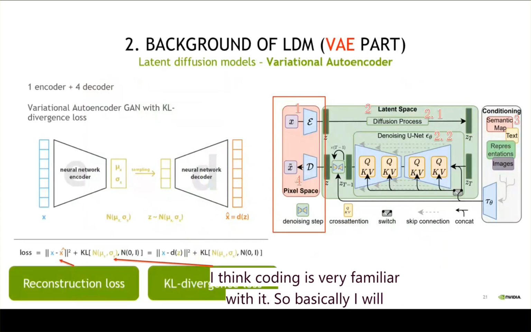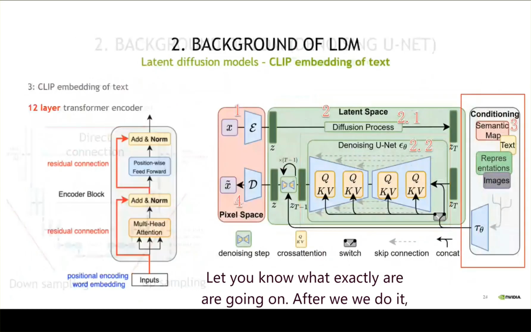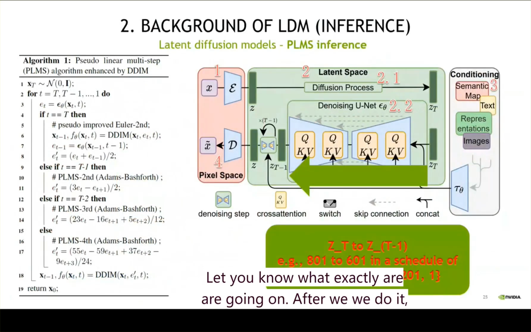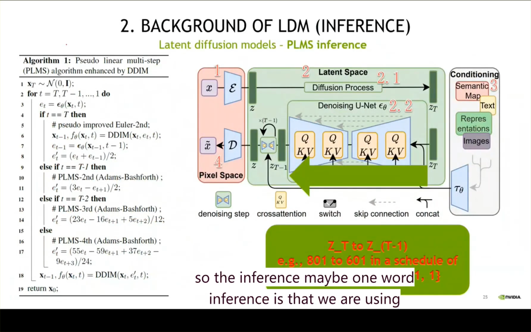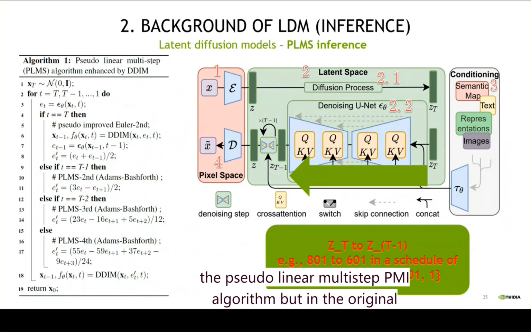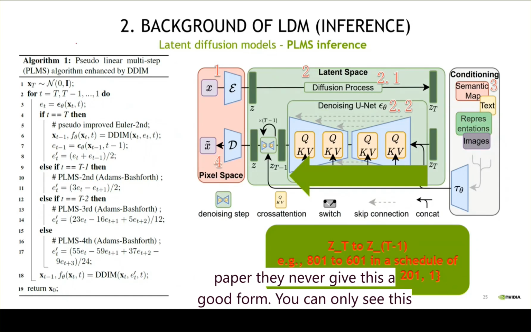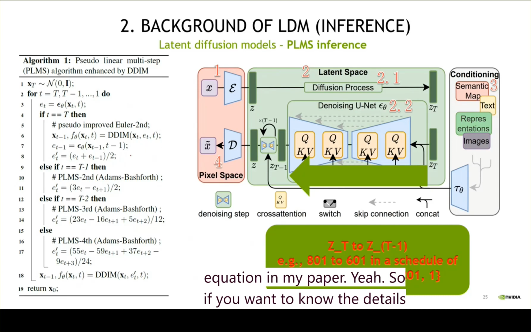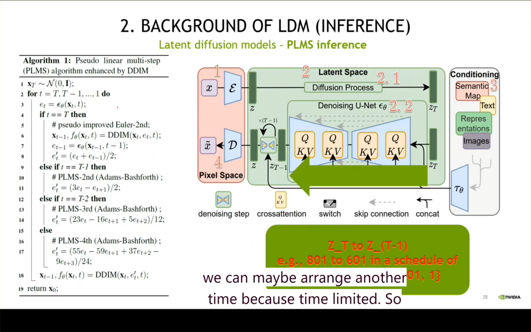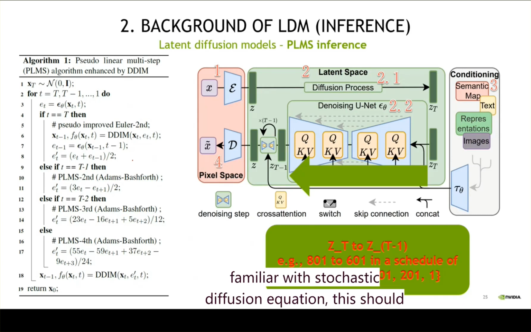So basically, I will skip the details here, just to let you know what exactly is going on after we do it. So the inference, maybe one word: we are using the pseudo-linear multi-step PLMS algorithm. But in the original paper, they never give this good form. You can only see this equation in my paper. If you want to know the details, we can arrange another time because time is limited. The basic idea is we use a DDM to predict the x0, the current x, and then use it to do the inference. If you are familiar with stochastic diffusion equations, this should not be a difficulty.